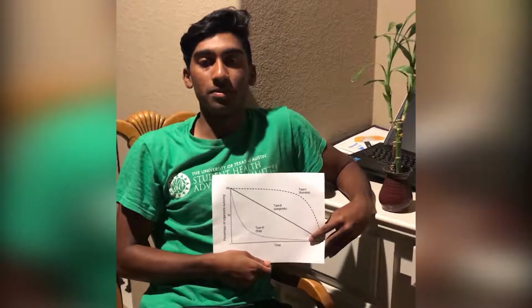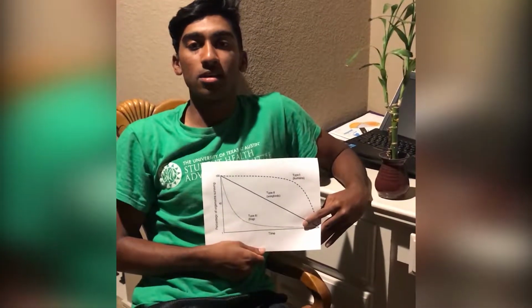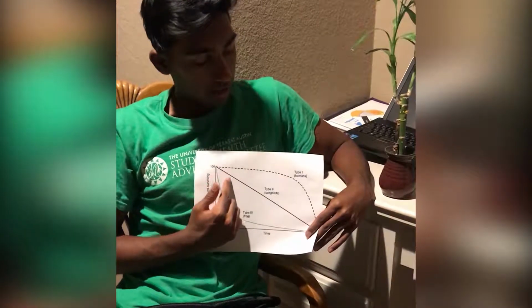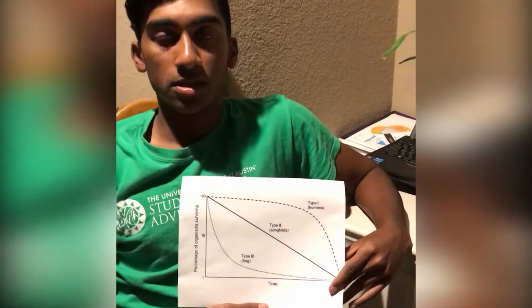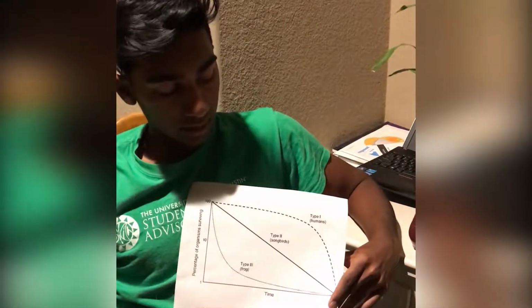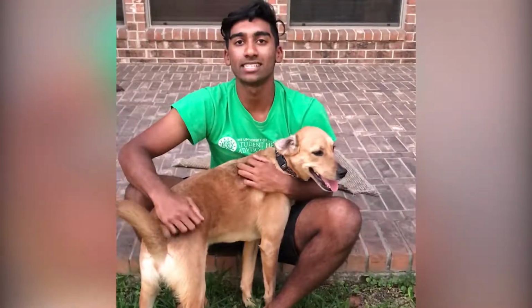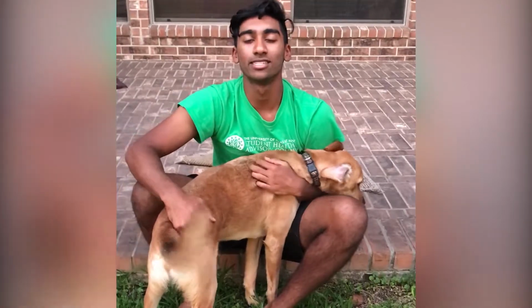Now let's talk about survivorship curves. Survivorship curves show the size and composition of a species in a population. Type 1 shows low mortality rates in the young and middle ages. Type 2 is when there's a constant death rate. Type 3 is when there is a high mortality rate in the young and middle ages and a low death rate once they get older. Scientists count the number of organisms in an ecosystem.